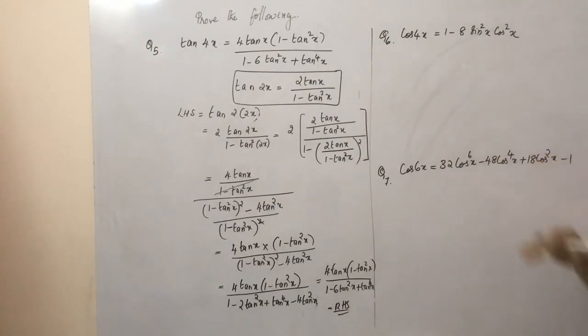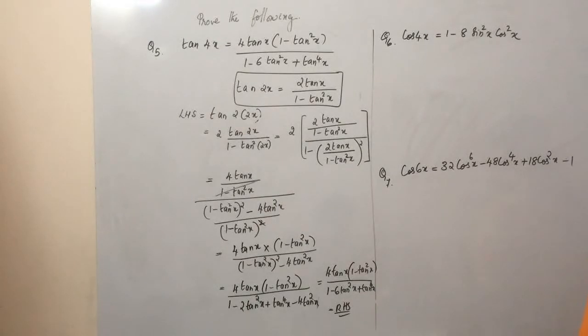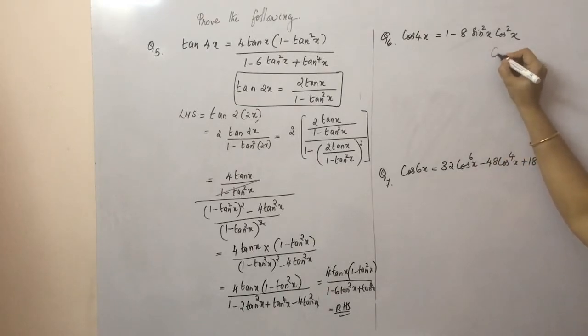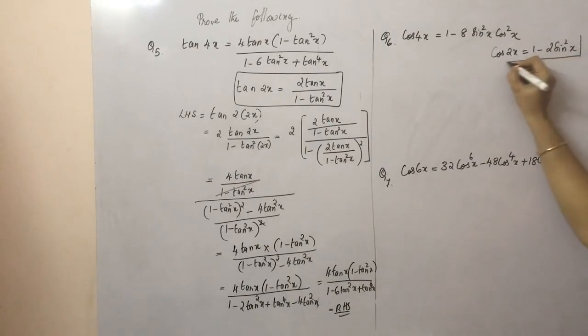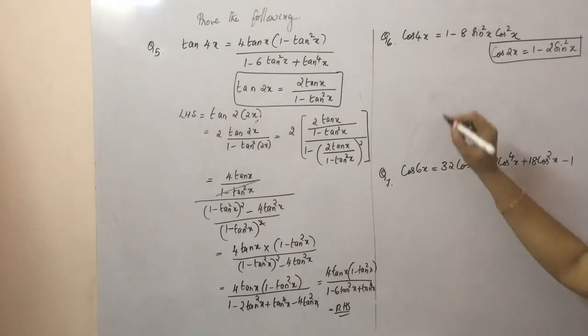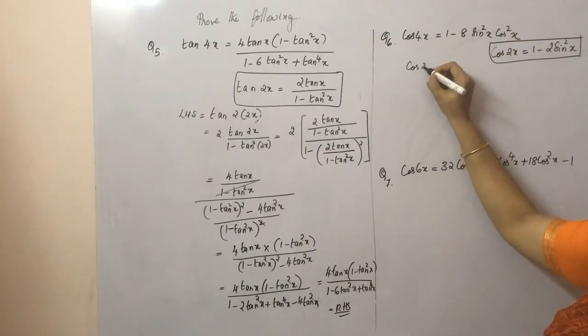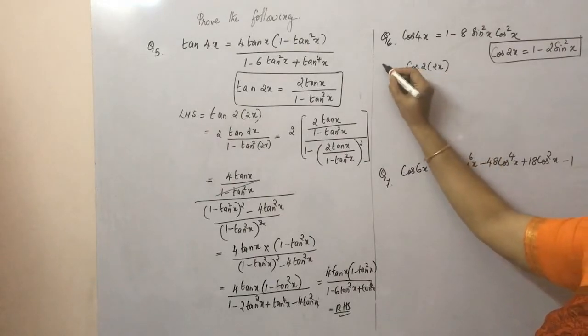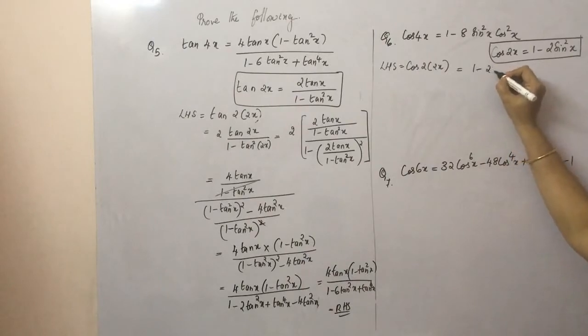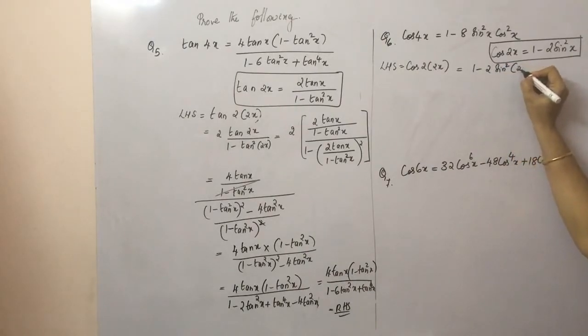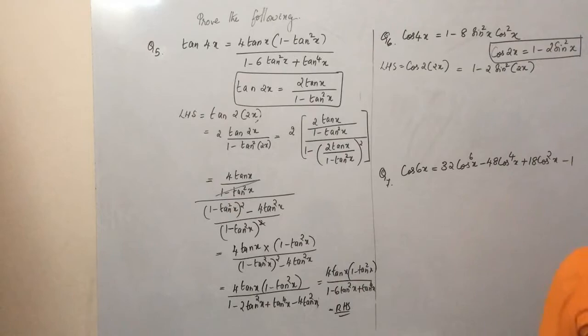Since I have written it in a very small gap, the answer is very, very small. Cos 4x is equal to 1 minus 2 sin square 2x. Now here I apply the formula. Cos 2x is equal to 1 minus 2 sin square x. This is the formula that I applied here. So I have cos of 2 times 2x, right? So LHS equals cos of 2 times 2x. That is 1 minus 2 sin square 2x.